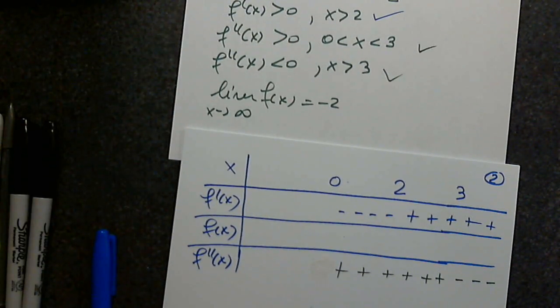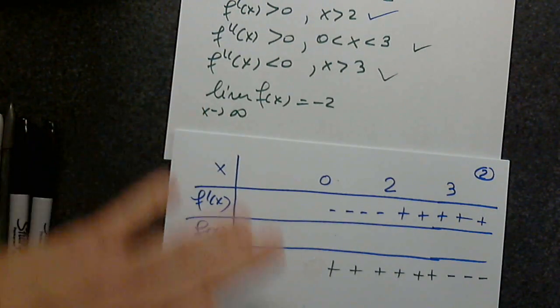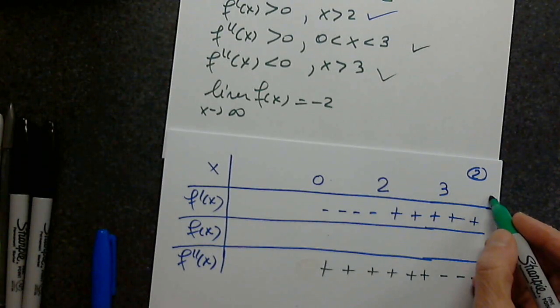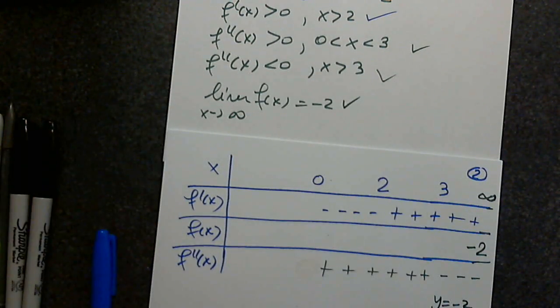So the limit of f of x as x approaches infinity is -2. So I have to write infinity here and -2 here. The limit of the function when x approaches infinity is -2. This clearly says y equals -2 must be a horizontal asymptote at infinity for sure. That's what this means.